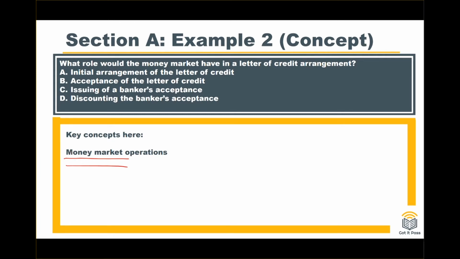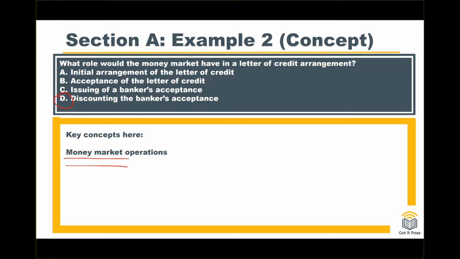And in this question, the answer is, if you don't know the money market operations, you can just write a guess. But if you know it, then it's quite easy. It's D, discounting the banker's acceptance. This is the only instrument traded in the money market.